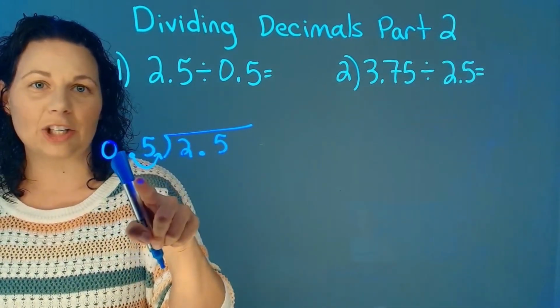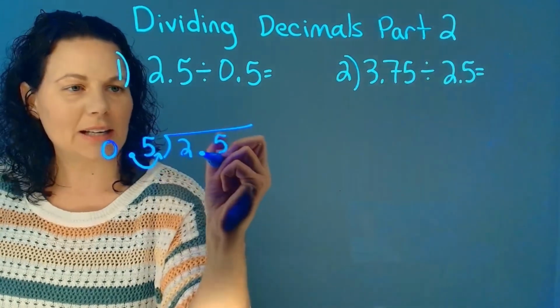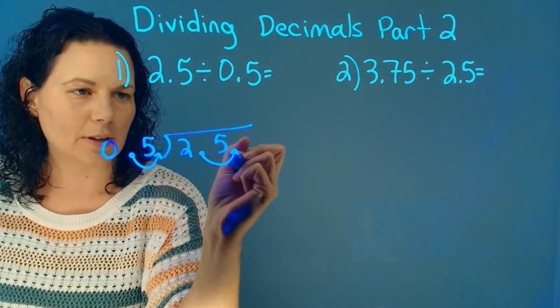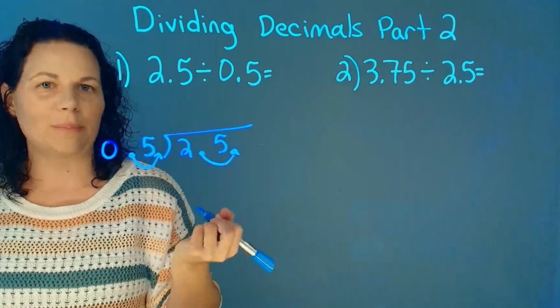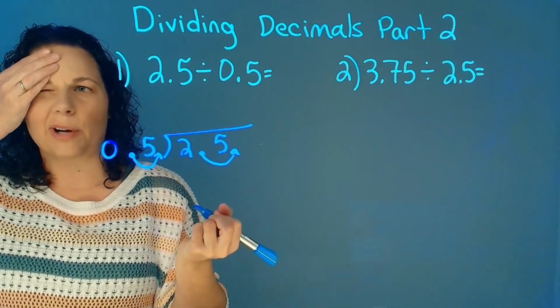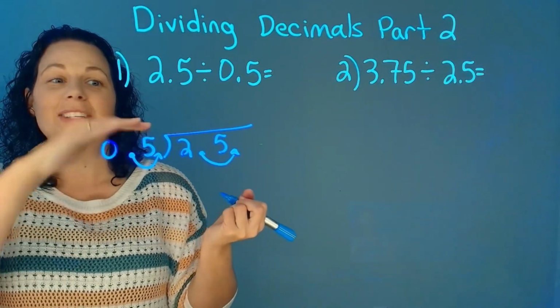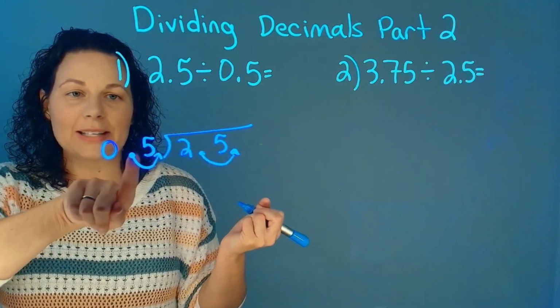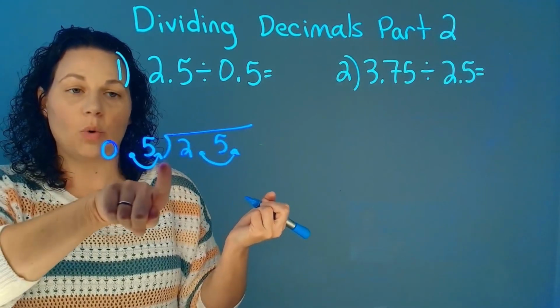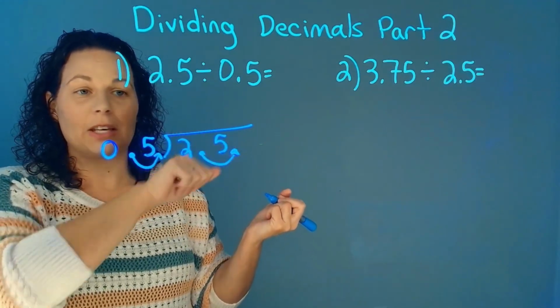If I do it here, I've got to do it to the inside. So we're going to move that over. Like I was saying, technically we're multiplying both by 10, but that makes our brains confused. We're just going to move the decimal over. Get rid of the decimal on the outside by moving it one to the right. Do the same thing on the inside.